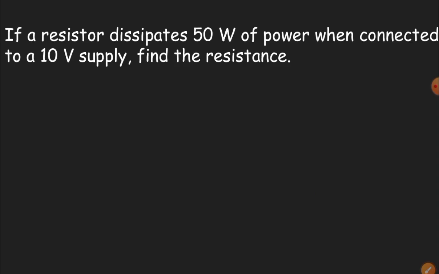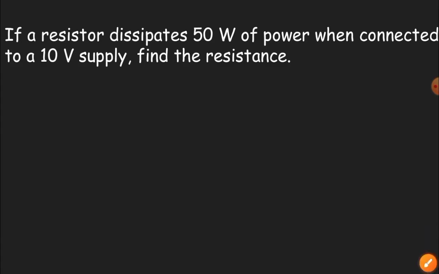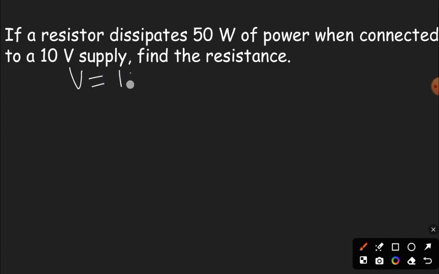ampere. If a resistor dissipates 50 watts of power when connected to a 10 volt supply, find the resistance. So power equals current times voltage. So the power here is 50 watts equals. Now looking at this formula, we will not be able to work it out, but we can bring the two formulas together and then do something. V equals IR and then P equals IV.